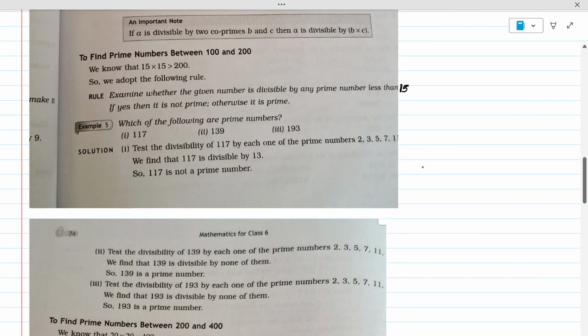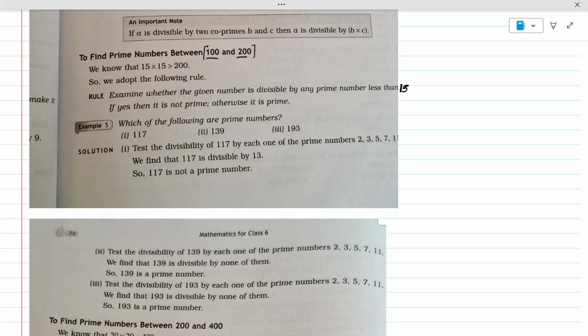Now, next we have an important note. If A is divisible by two co-primes B and C, then A is divisible by the product of B and C also, which we have done. Yes, we have understood this property. Now we have to find the prime numbers between 100 and 200. This is a range given to us, and we have to find the prime numbers in between.